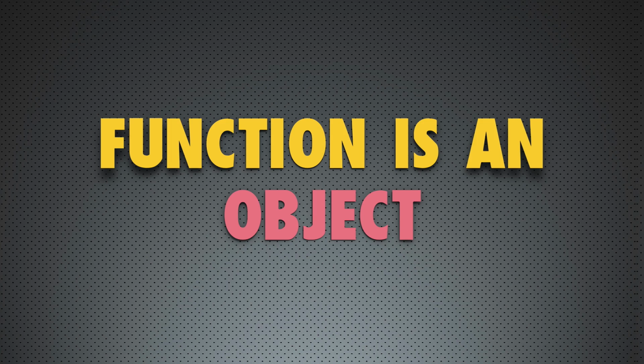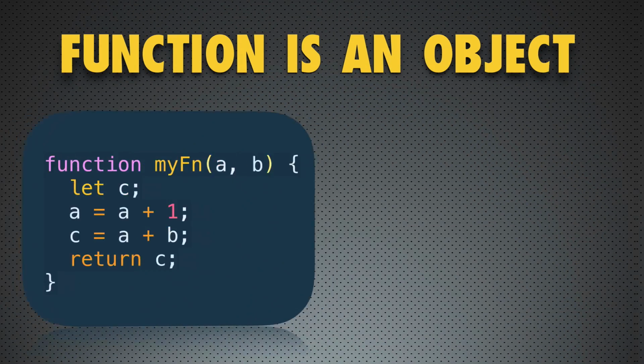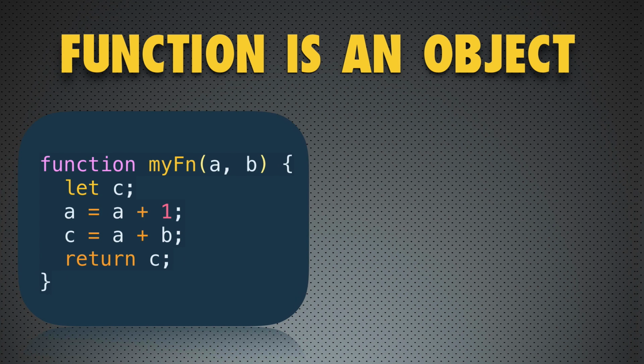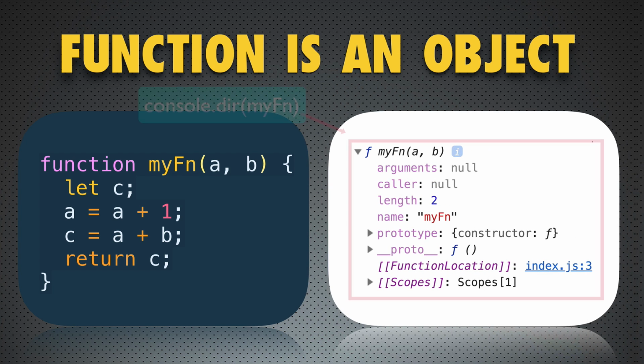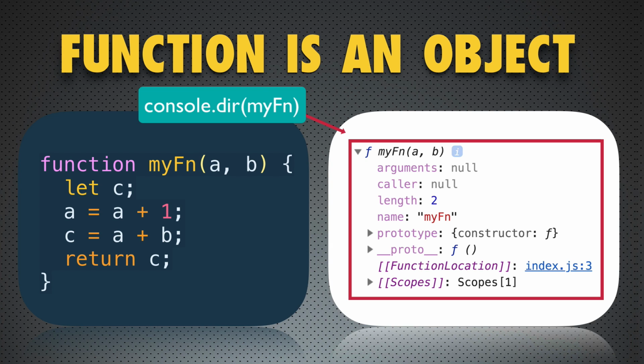How can you check this? Let's look at this example. If you declare a function using function declaration, you create, in fact, a new variable. And this variable holds a function as a value. And if you use console.dir in the browser console to log myFn in this example, you will get this structure. And in fact, it is an object.